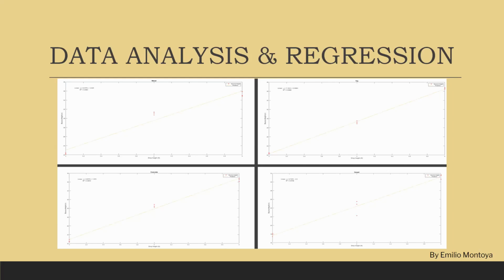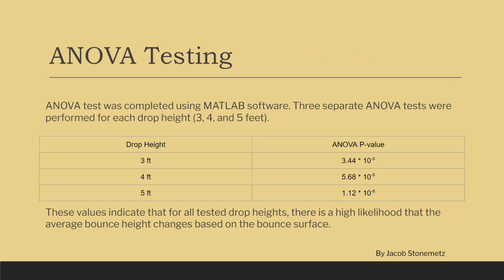Here's a look at our regression models. As you can see, the line of best fit for each trial appears linear. For further data analysis, we performed an ANOVA test on our data. This was done in MATLAB and with a significance level of 0.05.